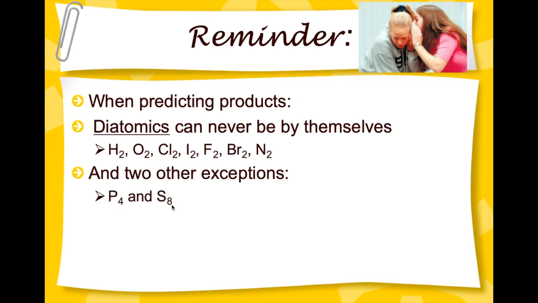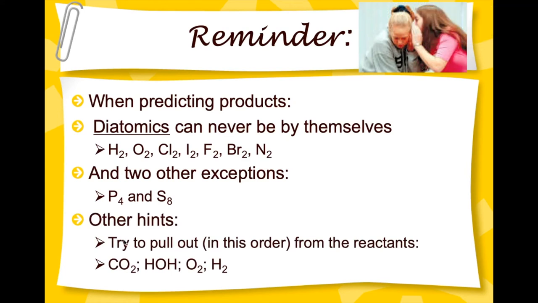So if you're doing a reaction where phosphorus is produced, or a reactant, just remember it's P4. And if sulfur is a reactant or a product, just know that it's S8. It just has to do with the stability of their nucleus, and that just happens to be what they form instead of just a P or just an S.